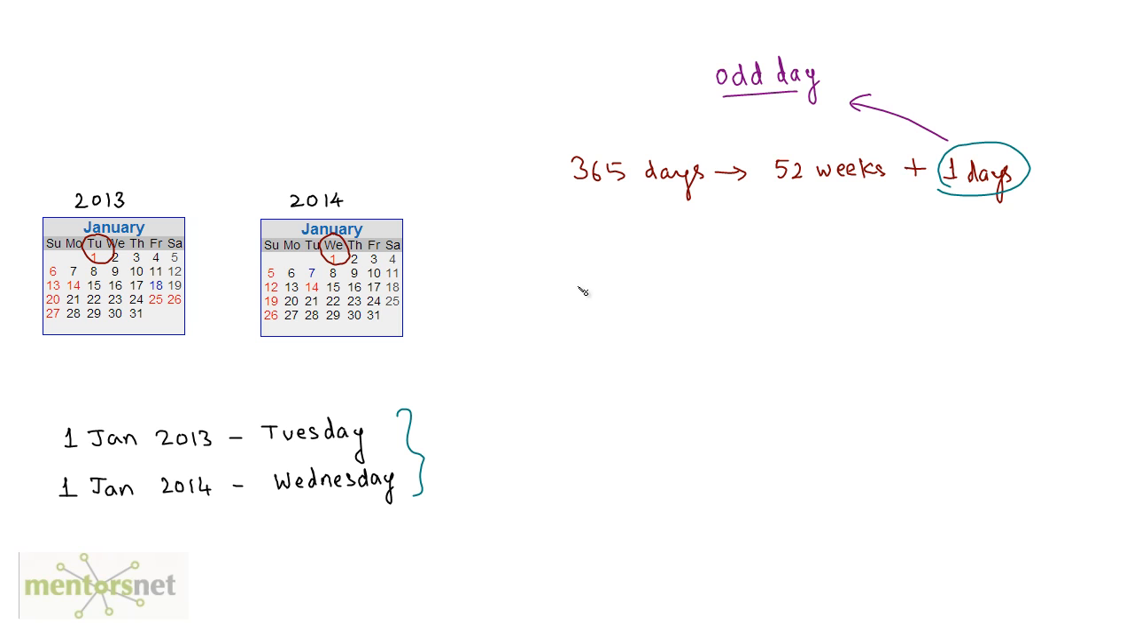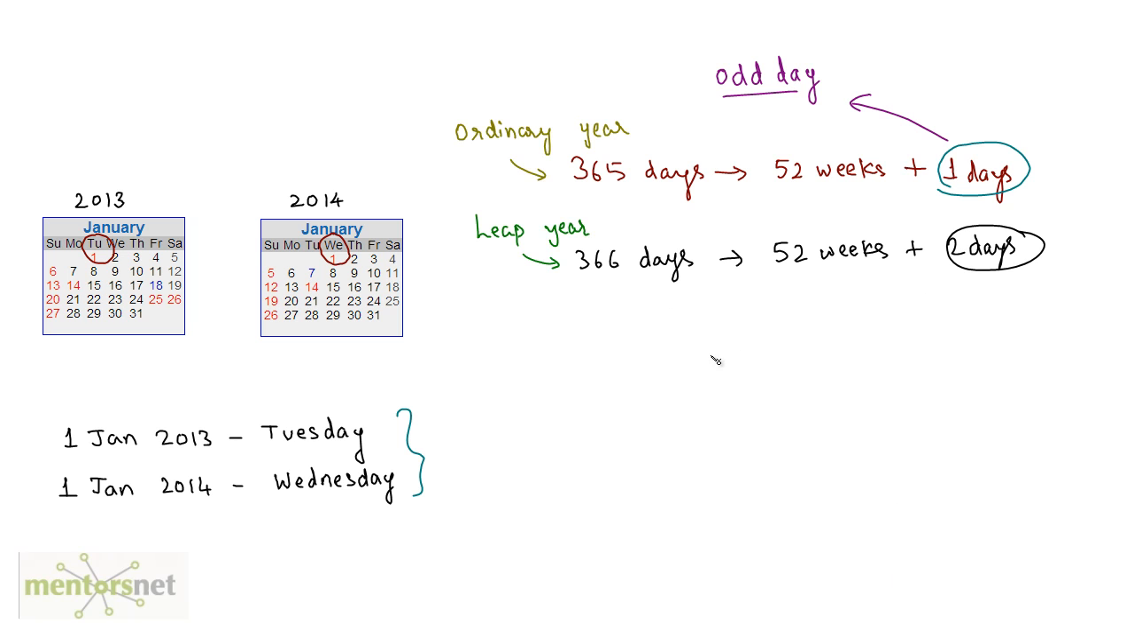Now let us calculate how many odd days are there in a leap year. In a leap year there are 366 days, isn't it? And 366 days can be written as 52 weeks plus 2 days, isn't it? Hence, there are 2 odd days in a leap year. So for an ordinary year, there is one odd day, and for a leap year, there are 2 odd days.